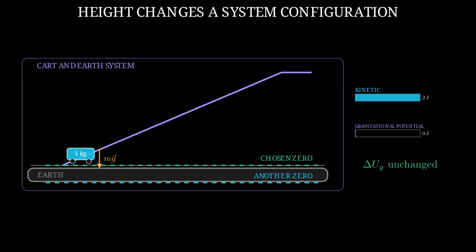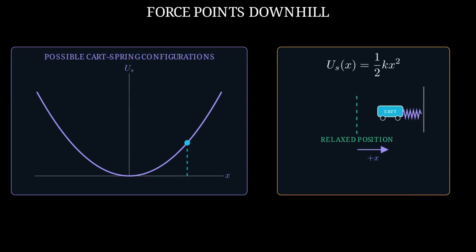Gravity returns the configuration change to kinetic energy as the cart rolls down. The near-surface formula is an approximation for this experiment. The general Newtonian gravitational potential depends on separation from the attracting body. The spring energy graph can answer more than how much energy is stored.